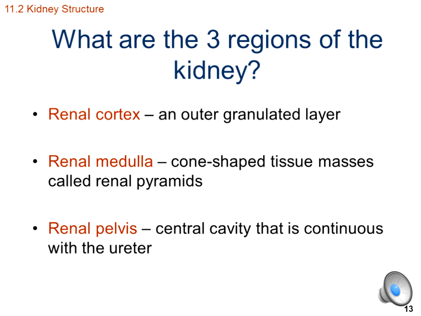The three different regions of the kidney are the outer portion of the kidney, the renal cortex; the renal medulla, which is the inner portion of the kidney, cone-shaped tissue in sections or masses that we call renal pyramids; and then the renal pelvis, which is the center area of the kidney where the ureter is going to come out.